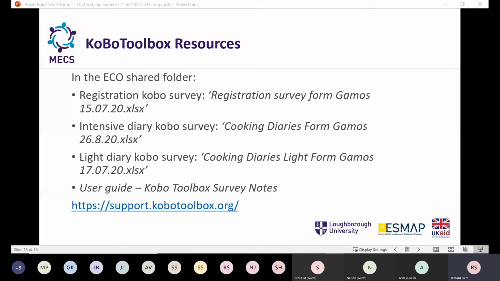There's also a user guide, and this explains how to use the COBO Toolbox app. And for information on how to use COBO in terms of uploading, deploying and managing forms and accessing the data, have a look at support.cobotoolbox.org, which is a very comprehensive guide on how to use COBO.